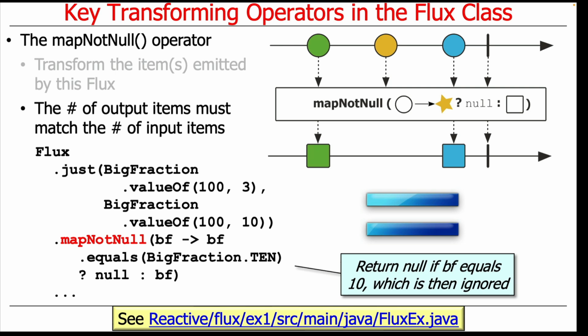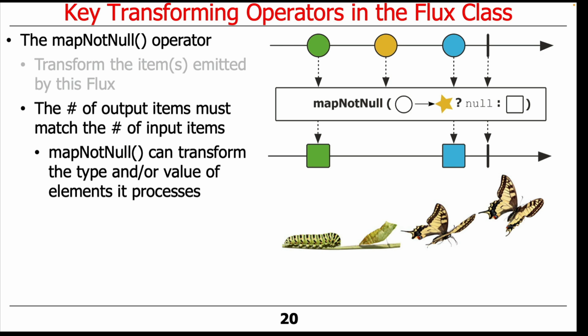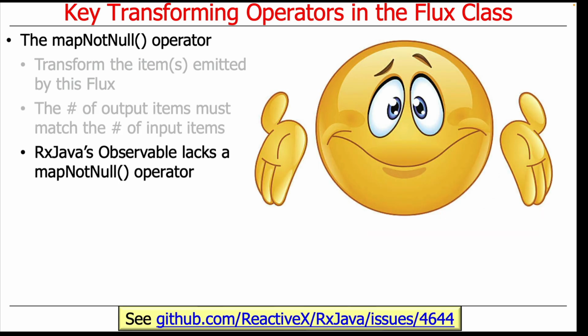Again, a somewhat contrived example, but the point is that what will be returned from mapNotNull will just be the big fraction that was non-null, not the null. So just illustrating the point. There are actually useful cases that are a lot more interesting than that one, but that's a story for another, probably for another class, in fact. So again, you can transform the values, you can transform the types, and so on.